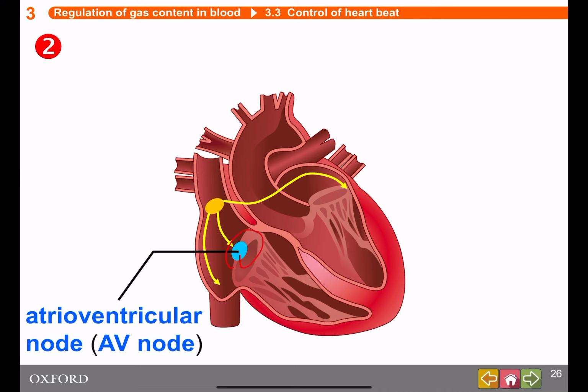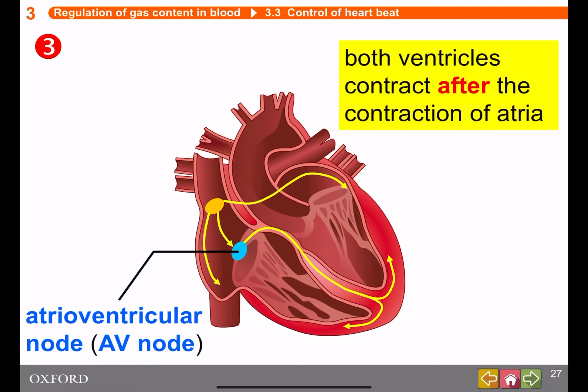Then the electrical impulse will travel to a special region. We call it the atrioventricular node, in short, AV node. It is a region between the atria and the ventricles. And then the AV node will relay the electrical impulse from the SA node to the ventricles. So the electrical impulse spreads through the ventricles quickly, causing both ventricles to contract at the same time again.